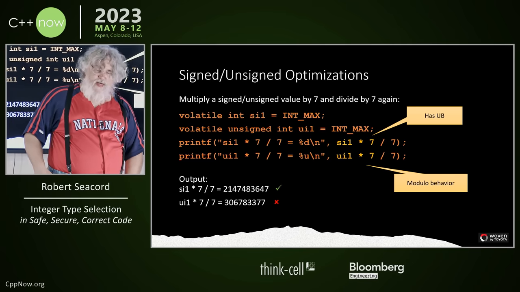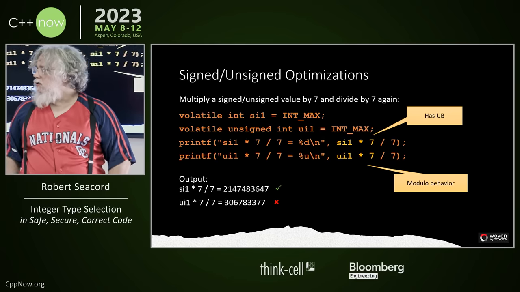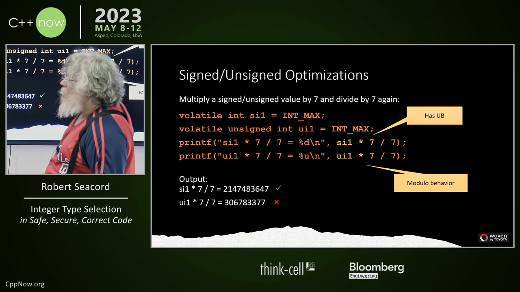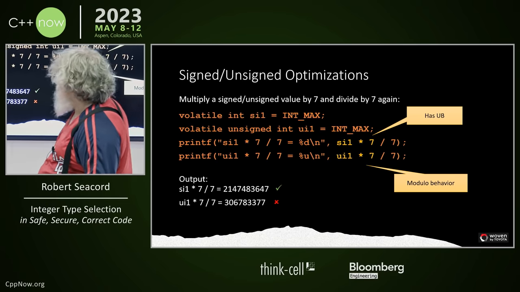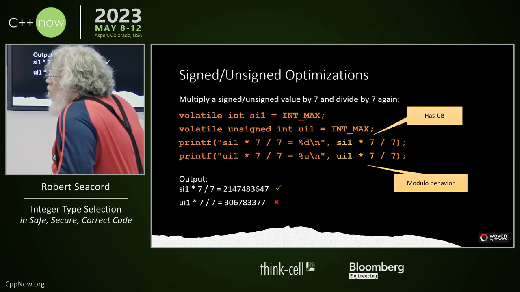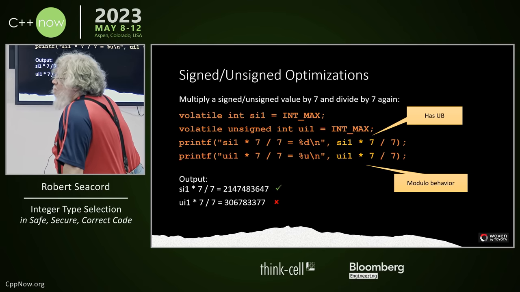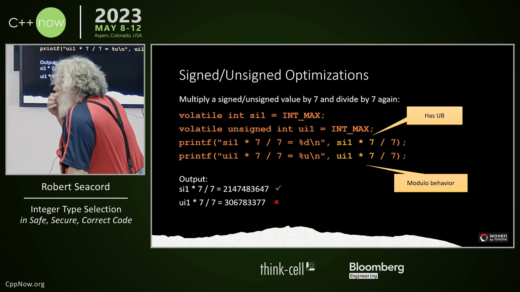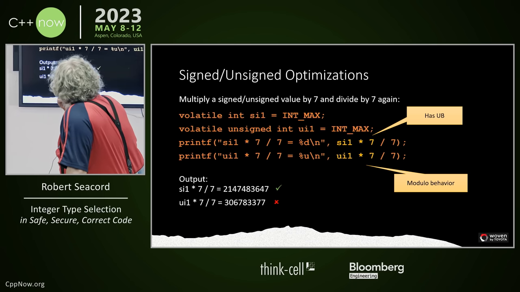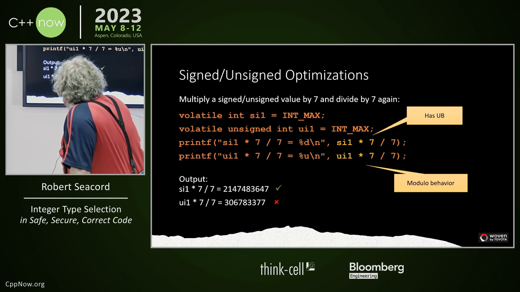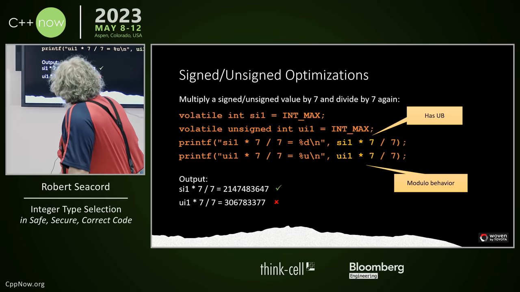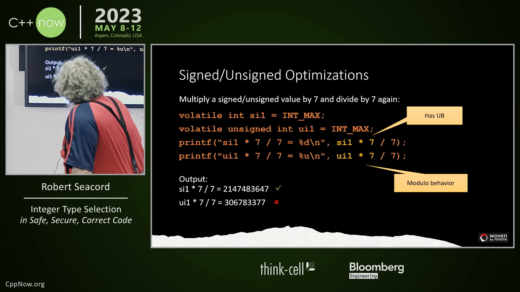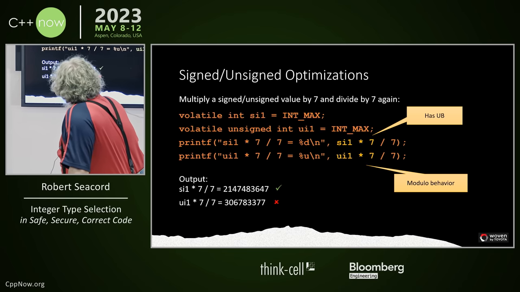Yeah, but you have to understand what you're saying. The difference is that because the unsigned one can't overflow, it has to be done by modulo. Therefore, the result of UI1 times 7 divided by 7 is not the same as UI1 times (7 divided by 7). If you were to put braces around it, you would get the correct behavior. But in the signed case, because it can't overflow, the result is exactly the same, so it can do the 7 by 7, see it's 1, and then just say times 1.